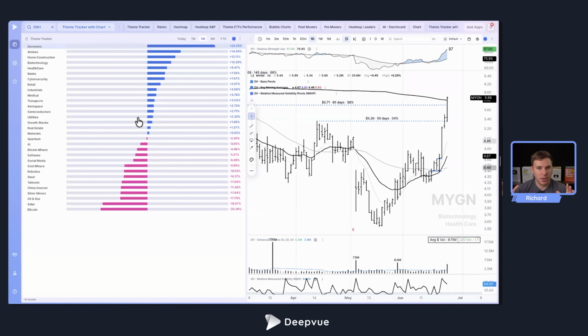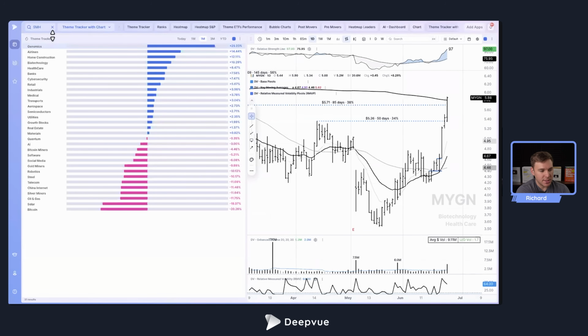Let me know in the chat. Are you guys familiar with the theme tracker? Do you guys use it? Do you guys find it useful? Let me know in the chat right now. But this is the theme tracker here. We've basically got a list of tradable themes, and we'll see rotation between them in different market cycles. Some will lead, some will lag. That's just the nature of the game.